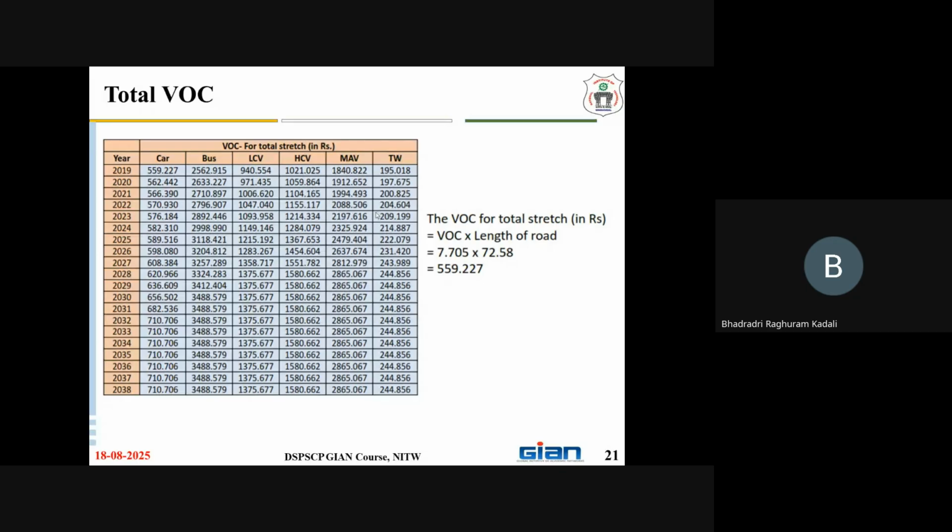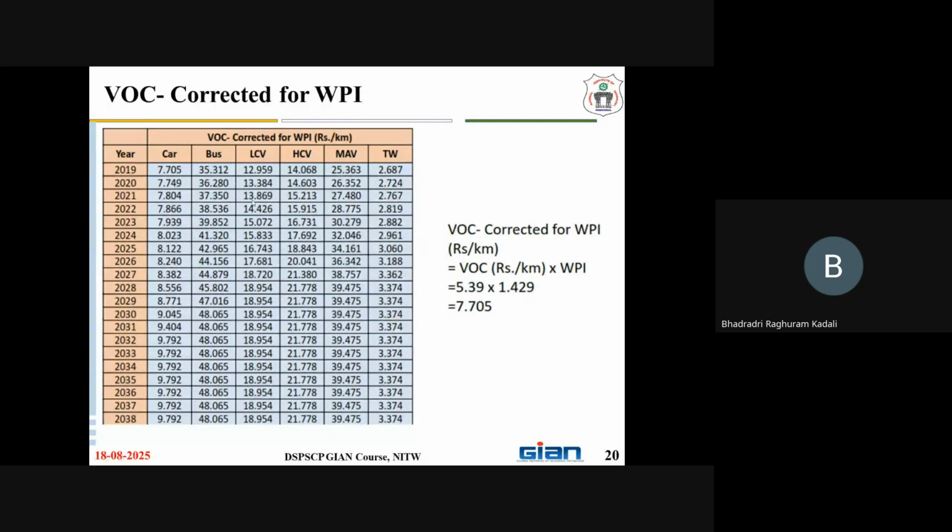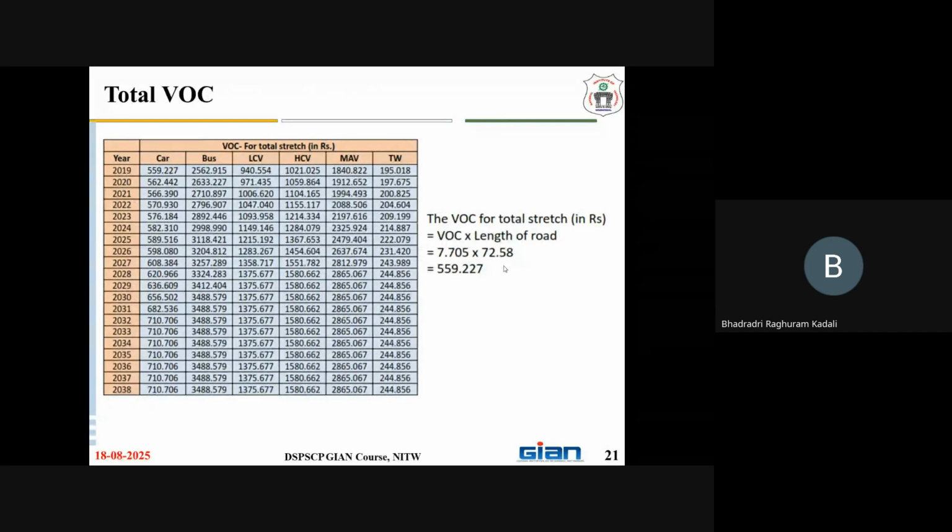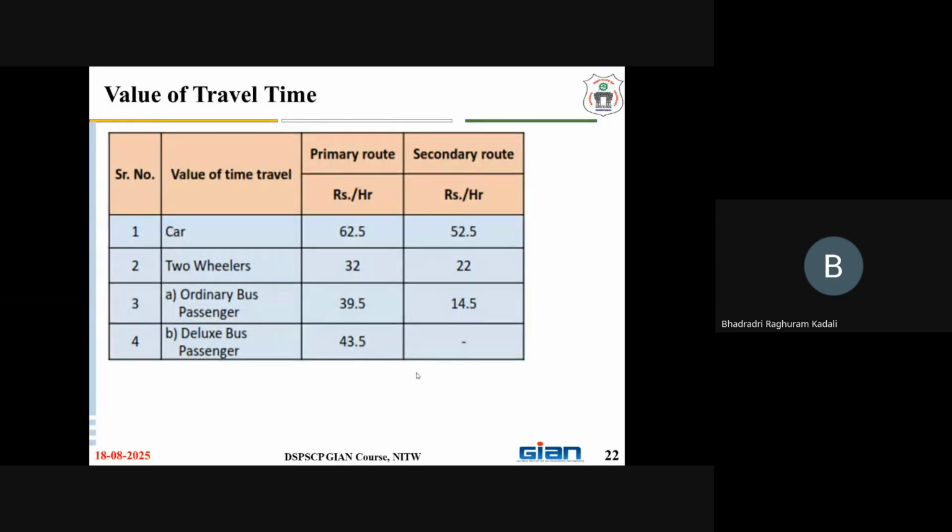So then we know the total stretch of the road, which is 72.58 kilometers. Now if you multiply 72.58 with respect to each category of vehicle, for example the 7.705 that we have multiplied by 72.58, you will get 559.227. That is the vehicle operating cost for the total stretch in a year for the car, in rupees 559. Similarly, each category of vehicle is to be added.